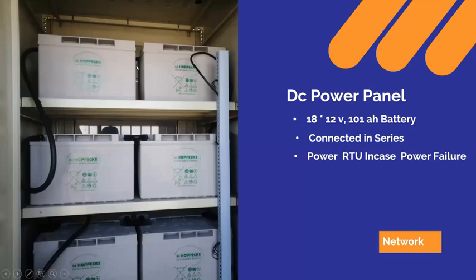So this is the battery bank that we have in a substation, and there are 18 batteries, each with 12 volts, and each of them has a capacity of 101 ampere hours. They are connected in series, and they are used to power the RTU in case of power failure between the generator and the power supply side from Kenya Power.